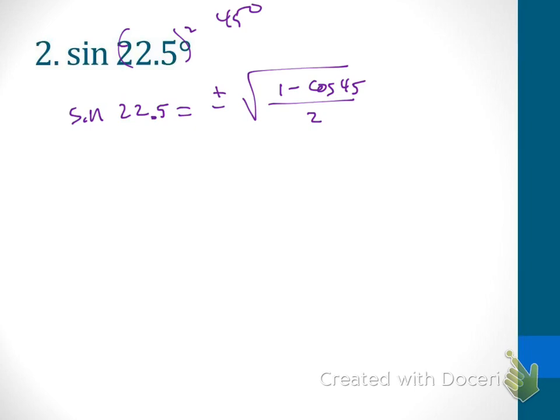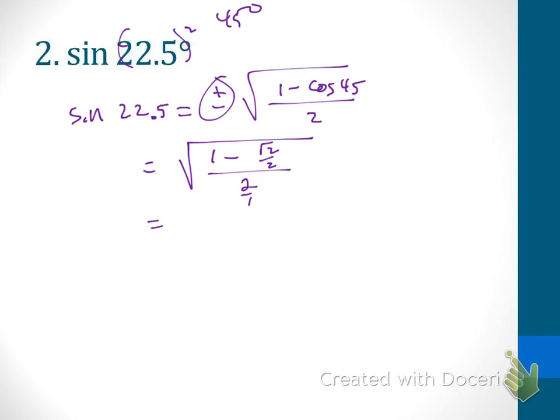Okay, so to find sine of 22.5, first of all, 22.5 terminates in quadrant 1 because it's less than 90. So as far as plus or minus goes, it's going to be positive. Sine's going to be positive there. So 1 minus cosine of 45 is radical 2 over 2. And then we're off and running with simplifying.